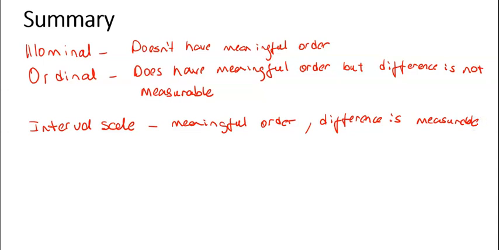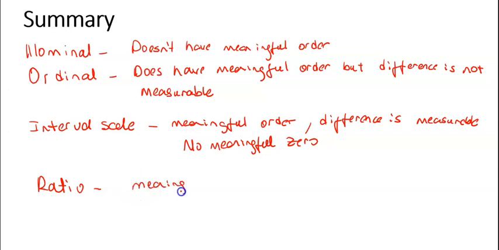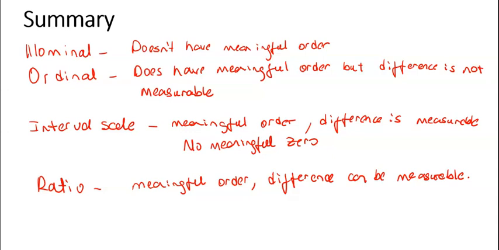But there is no meaningful 0. And the last one was ratio scale data. This data has a meaningful order. The difference can be measured. And there is a meaningful 0.